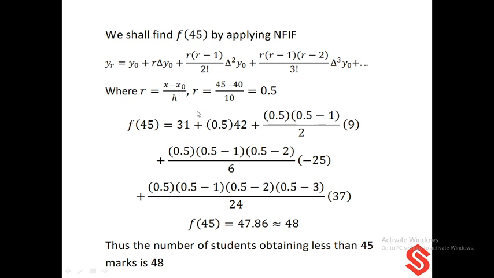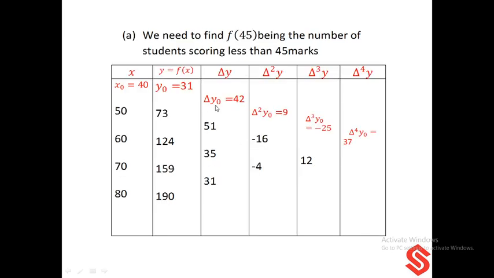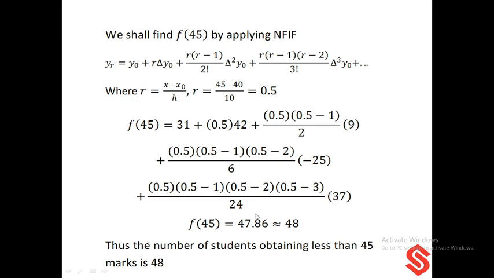So we substitute the value of r, 0.5, and the leading forward differences like delta y naught 42, delta square y naught 9, delta cube y naught minus 25, delta power 4 y naught 37, and on simplification we get 47.86. Since the number of students is nearly 48, therefore the number of students obtaining less than 45 marks is 48.